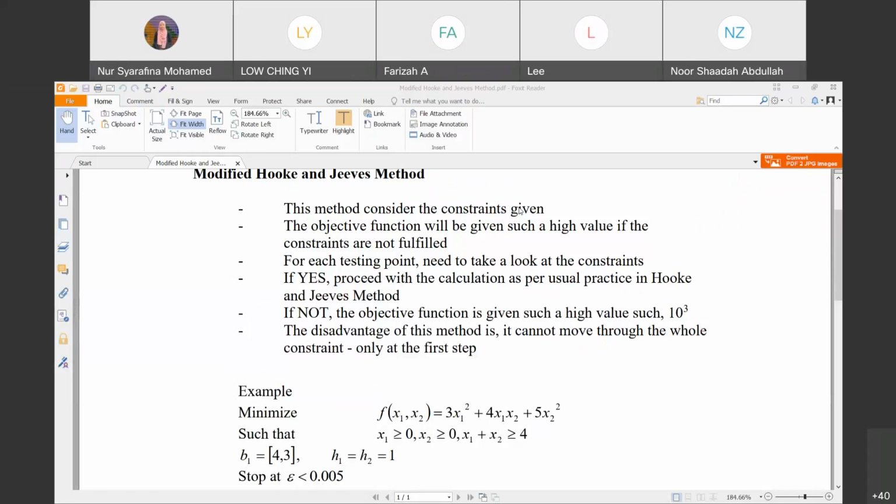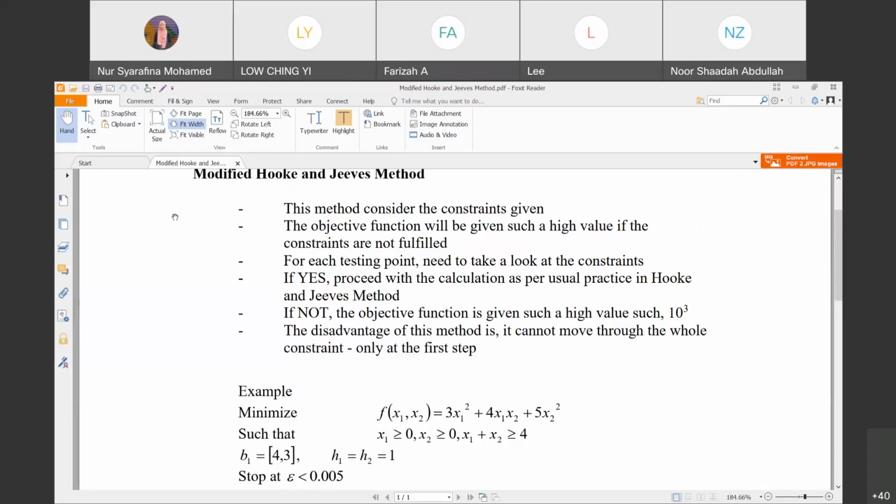Done with solving the constraint optimization by using the Lagrange and Kuhn-Tucker. All right. So now we have another method, which is the modified Hooke and Jeeves. We have learned the Hooke and Jeeves method before this, so this modified Hooke and Jeeves is used for constraint optimization.